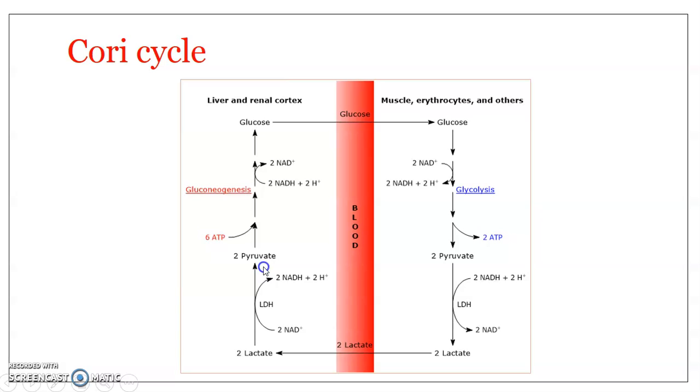This pyruvic acid will enter gluconeogenesis and produce glucose, and this glucose can later be transported back to muscle, erythrocytes and others to meet their glucose need. This cycle is what is referred to as the Cori cycle, which takes place between the kidney and liver, where the gluconeogenesis takes place, and the muscle.